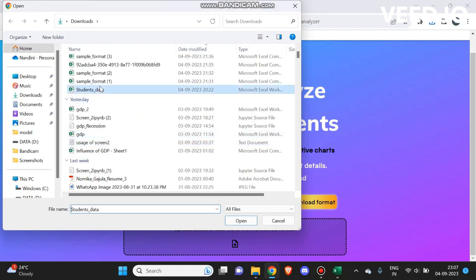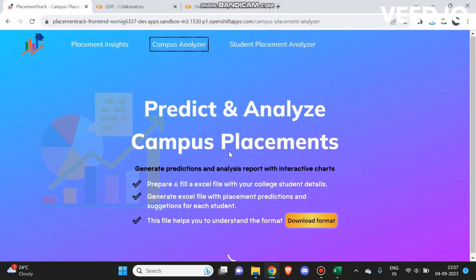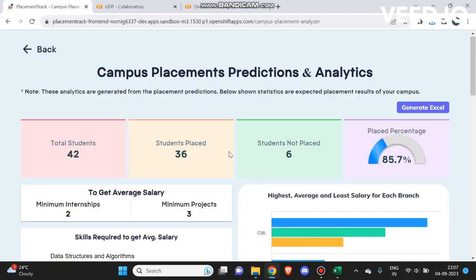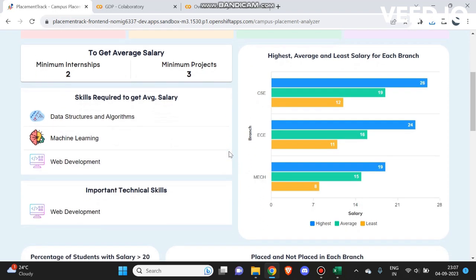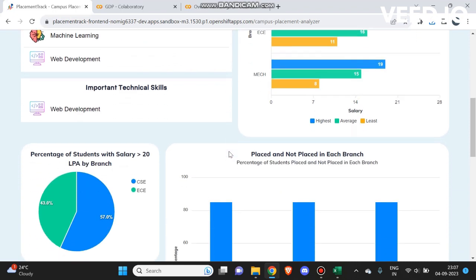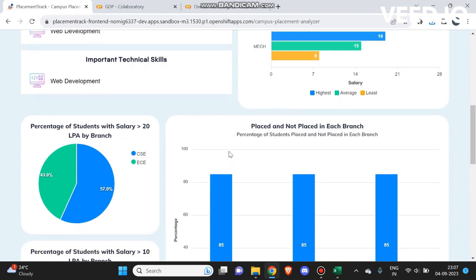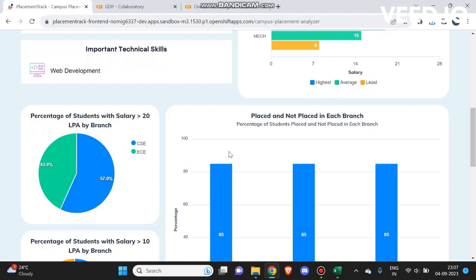So I have students data, and it just takes 2 or 3 seconds to get the detailed analysis of everything. So here you can get the detailed analysis of each and everything. This is one of the wonderful features of our project. Here you can see the number of students getting placed, not placed, and the highest salary in each branch, and what are the technical skills that are to be learned by the student to get the average package, and what is the percentage of students who are getting above 20 lakhs per annum, placed and not placed, percentage of students in each branch.